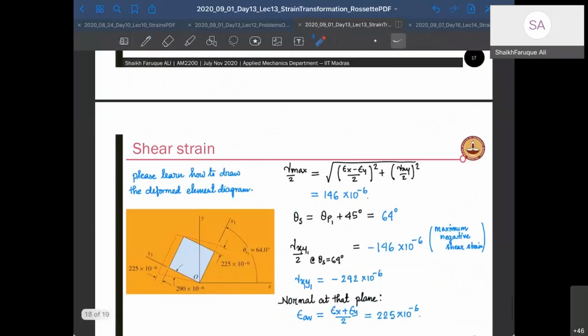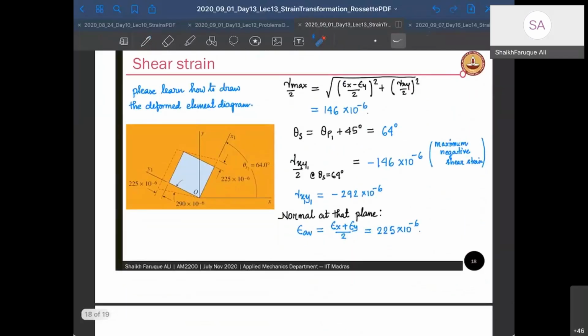Next one, maximum shear strain. Maximum shear strain is the same as the radius of the Mohr circle, so it's going to be this formula: square root of ((epsilon x minus epsilon y) by 2 whole squared plus (gamma xy by 2) whole squared). If you do that, you get 146. You calculate it by your own hand, maybe 146, maybe lesser than that, maybe around 145 point something. And theta, the plane at which the maximum shear acts, is the plane of maximum normal strain plus 45 degrees.